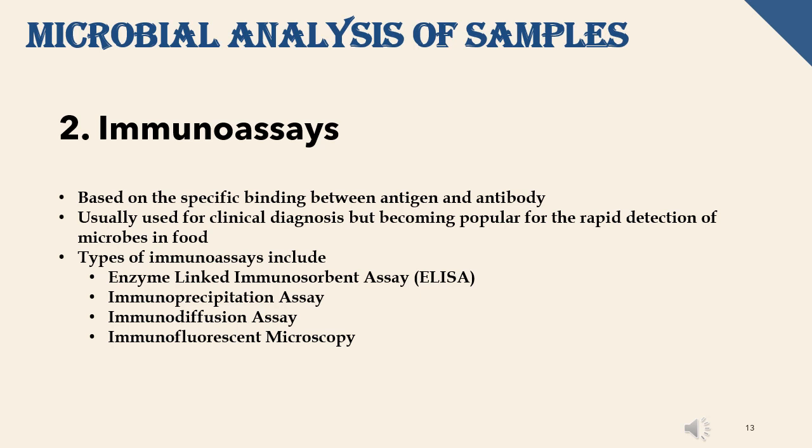The second type of microbial analysis is the immunoassays. It is based on the specific binding between the antigen and antibody. Usually, these techniques are used in clinics for the diagnosis of diseases, but they are becoming increasingly popular for the rapid detection of microbes in food. The types of immunoassays include enzyme-linked immunosorbent assay, ELISA, immunoprecipitation assay, immunodiffusion assay, immunofluorescence microscopy, etc.